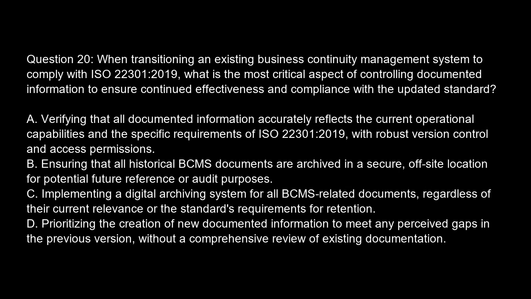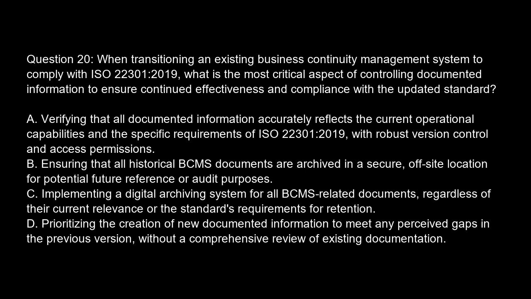Question 20. When transitioning an existing business continuity management system to comply with ISO 22301-2019, what is the most critical aspect of controlling documented information to ensure continued effectiveness and compliance with the updated standard? Option A. Verifying that all documented information accurately reflects the current operational capabilities and the specific requirements of ISO 22301-2019 with robust version control and access permissions.